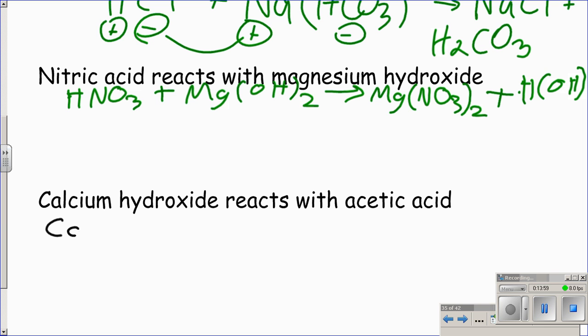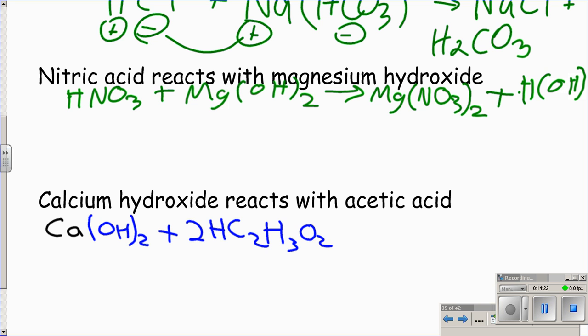You'll want to know when you see it. Nitric acid, magnesium hydroxide, there's one thing wrong. Logan, what is it? Okay, so we'll balance that in just a second. And keep going, Benny.